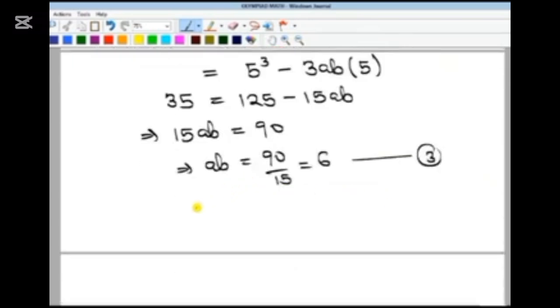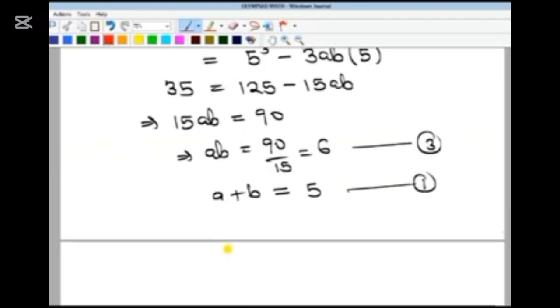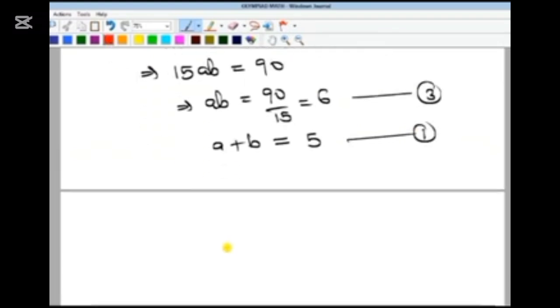Let me bring that equation 2 down, or equation 1, sorry. Equation 1 says that a plus b is equal to 5. Now, by a mere comparison of equations 1 and 3, you can get the values of a and b. Of course, you can solve these two equations using the simultaneous approach, which will lead us to a quadratic equation, and so we will get the values of a and b.